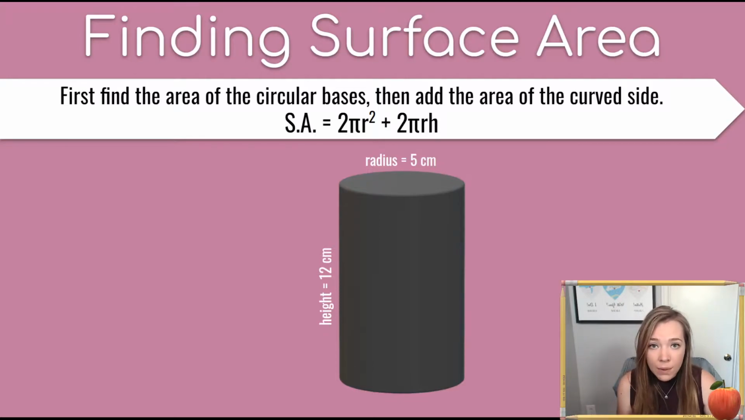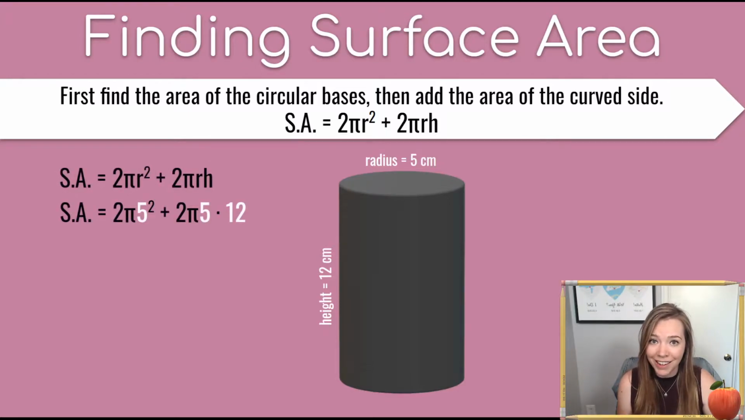So the first thing I always like to do is rewrite my formula on my paper. So I've got this really long formula, and then I replace the parts that I know. Everywhere there was an R for radius in that formula, I replaced it with 5, because 5 is the radius of this cylinder. And everywhere I saw an H, I replaced it with 12.